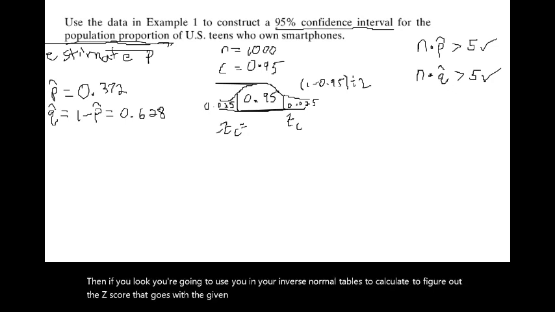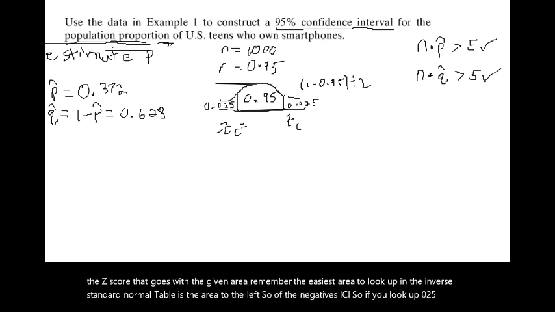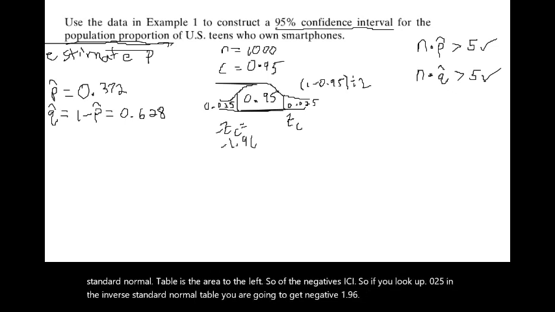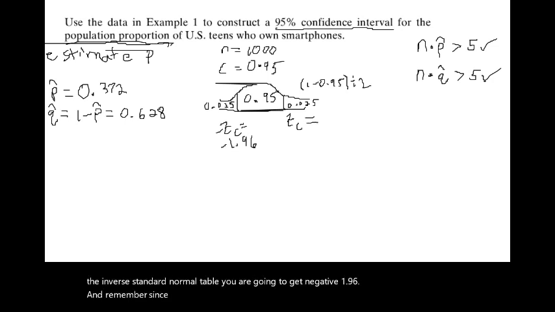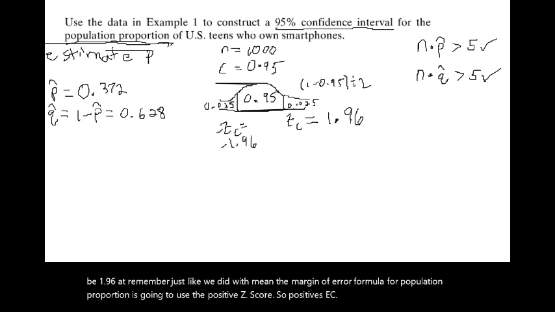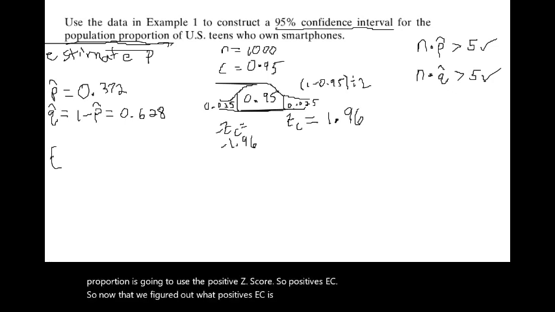Remember, the easiest area to look up in the inverse standard normal table is the area to the left, so of the negative ZC. So if you look up 0.025 in the inverse standard normal table, you are going to get negative 1.96. And remember, since these two z-scores are symmetric, the positive ZC is going to be 1.96. Just like we did with mean, the margin of error formula for population proportion is going to use the positive z-score, so positive ZC. So now that we figured out what positive ZC is, let us go and find our margin of error.